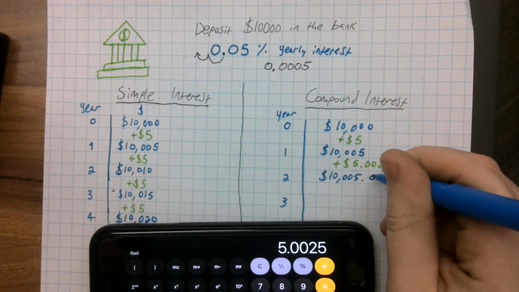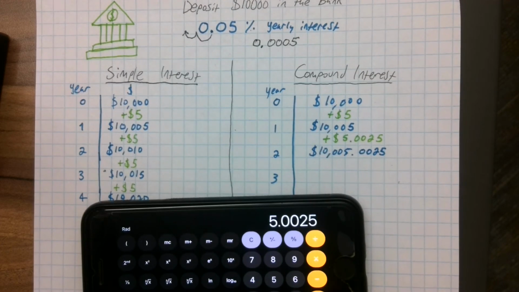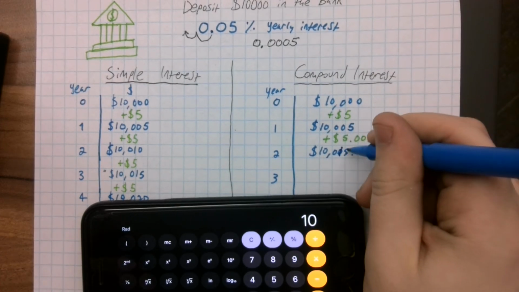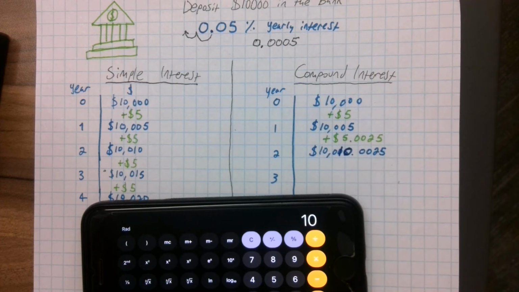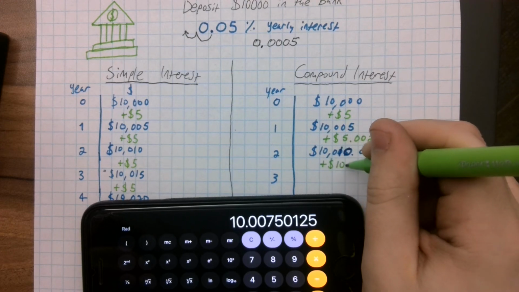But we would have $10,005 and 0.0025 cents. The difference is, we're now going to use this amount. So I'll add in, oh sorry, I apologize y'all. This would now be $10,010. So when I take together my 10,010.0025, I'm going to multiply this by 0.0005. Now I get $10 and 0.0075 cents. Now the amount of money is really increasing. Now I'm going up by $10.